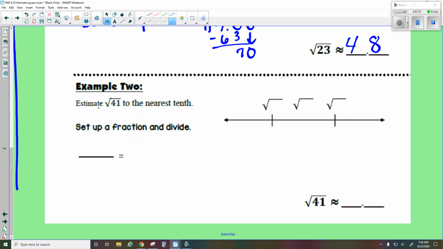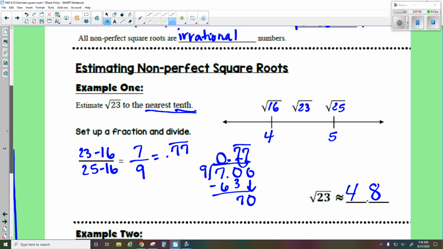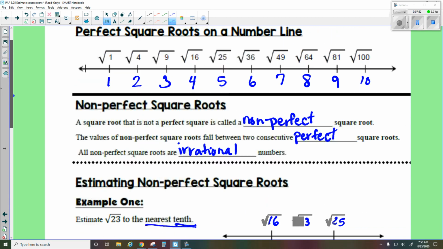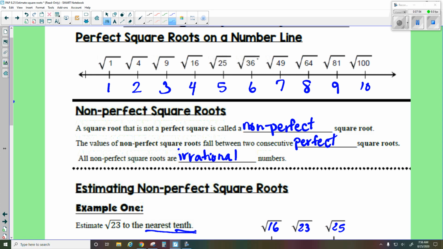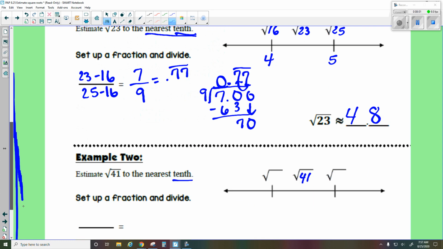We're going to estimate the square root of 41 to the nearest tenths place. Okay, so the square root of 41, we're going to place in the middle. And then our note says it's between 2 consecutive perfect square roots. So the square root of 41 falls between 6 and 7. So let's go ahead and fill that in on our number line.